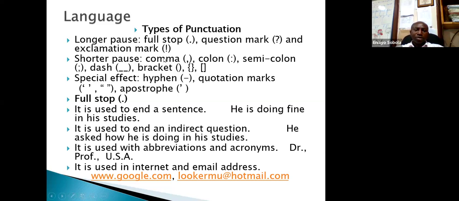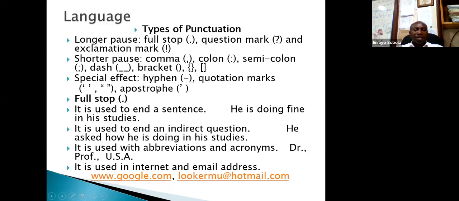And aside from that, we have shorter pauses. The comma is introduced for you to pause a bit. Colon, semicolon, dash, brackets, and the rest. They have the special role they play, to indicate something that you need to be patient and observe. But the last one is special effects. There we have hyphen, quotation marks, apostrophe. And all these are used to show special effects in a write-up.